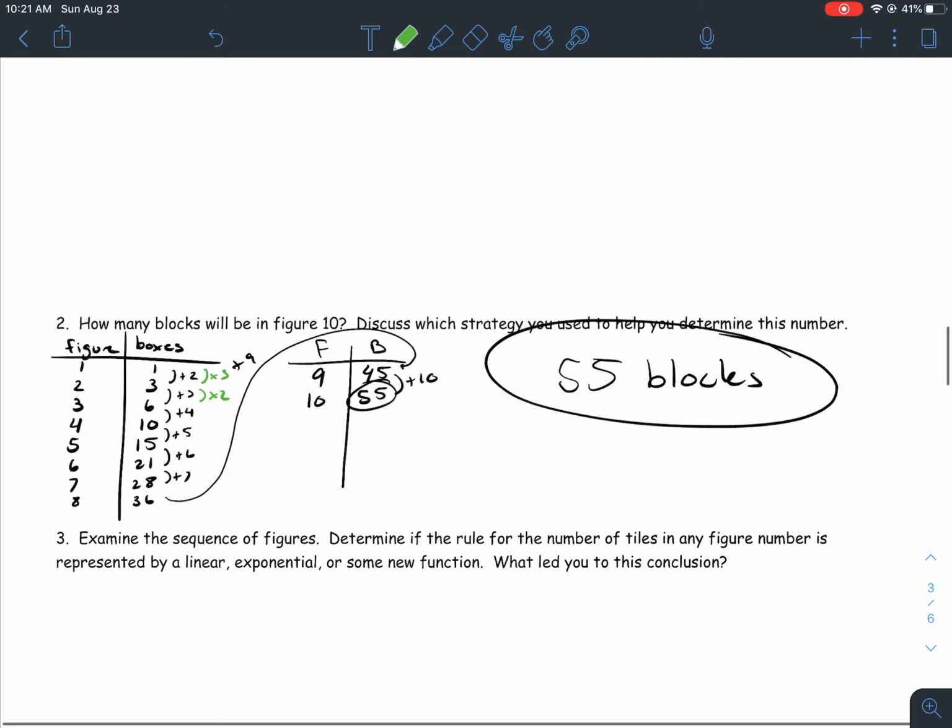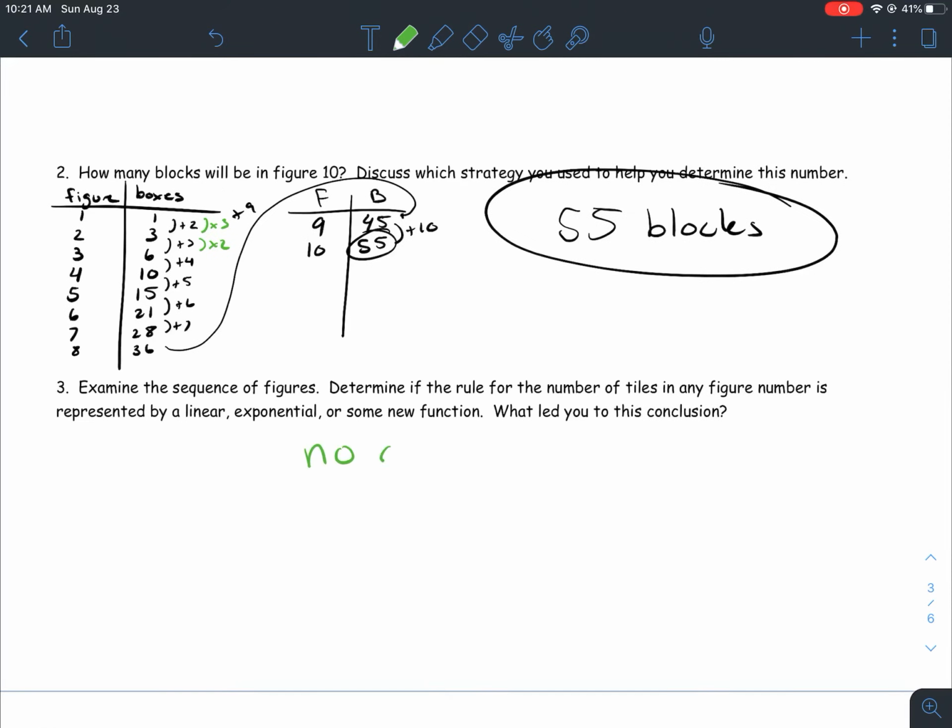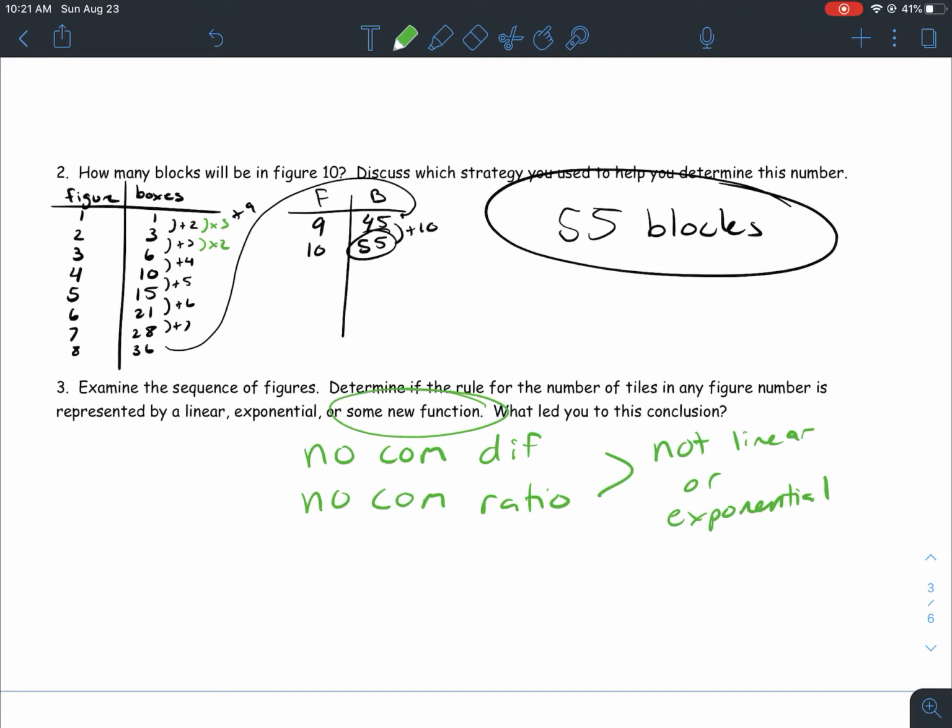So obviously, we have no common difference, no common ratio. So this tells us it is not linear or exponential. All right. So that tells us that we have some new kind of function.